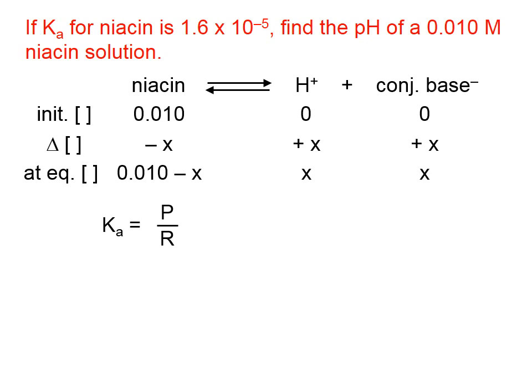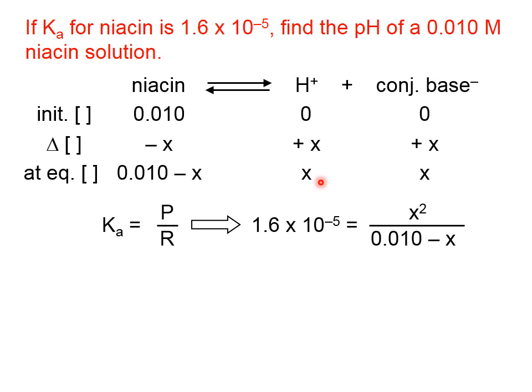So now we're going to write the equilibrium constant expression for niacin, and as with all equilibrium constant expressions, the Ka is written products over reactants, so the two things in the products are both x's, so that's why we have x squared in the numerator. And in the denominator, we have the reactant term, which is 0.01 minus x. Now, if you look at this equilibrium constant expression that has the numbers and variables plugged in, you can see that that is a quadratic equation.